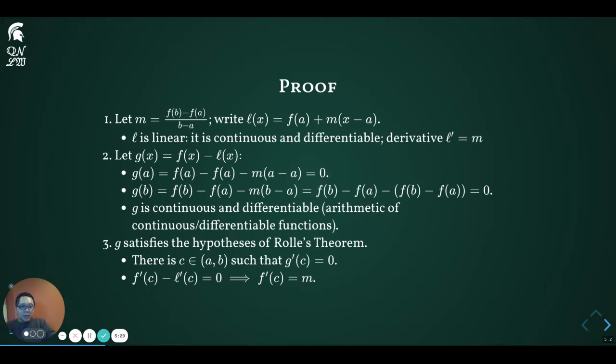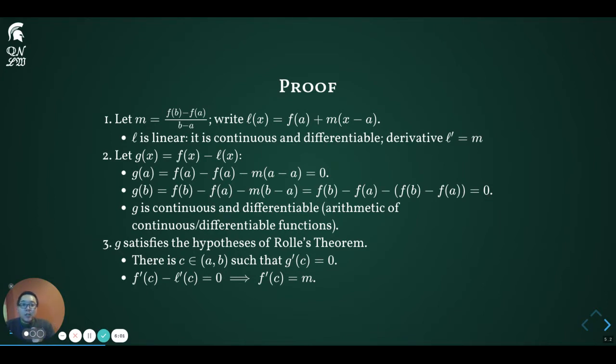And applying it, we find that there is some c in the open interval (a, b) such that g prime of c is 0. But g prime of c is the derivative of f minus the derivative of L at c. The latter we know is exactly m. So we have that the derivative of f at c turns out to be exactly the rise over run of the function f over the interval [a, b]. And this proves the theorem.